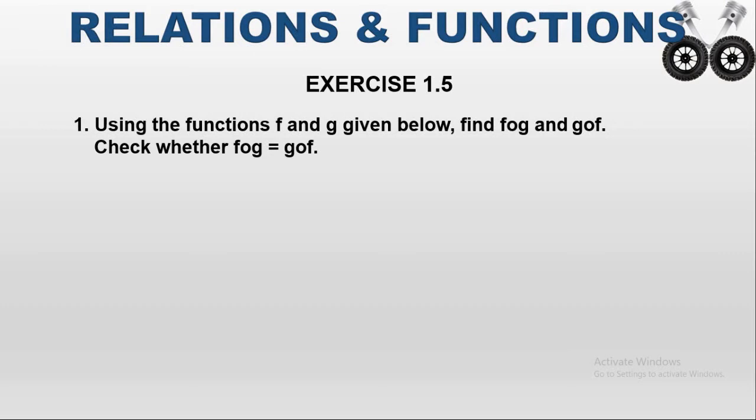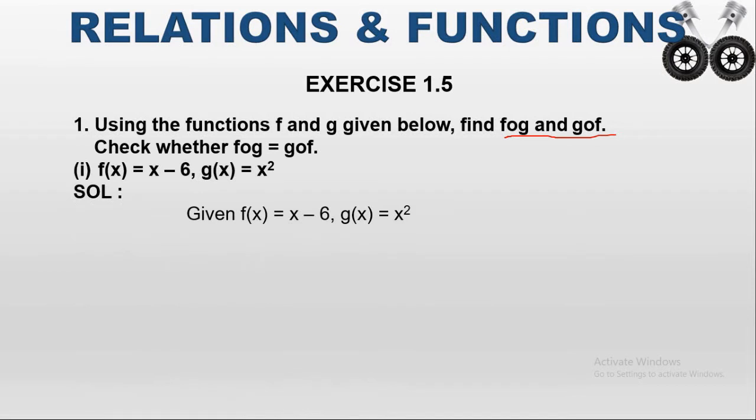There are two functions. One is the function f and another one is the function g. For that, first we have to find f composition g and g composition f. After finding the answers, we have to check whether f composition g is equal to g composition f. Two functions are given: f of x equal to x minus 6 and g of x equal to x square. So, how can you write the solution?